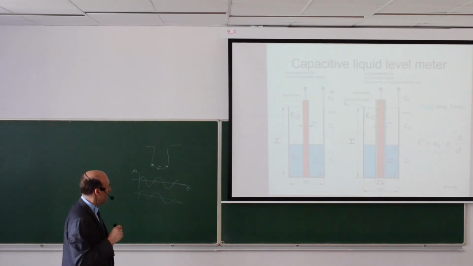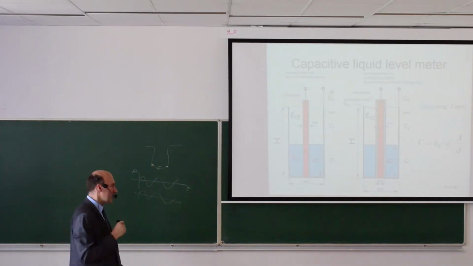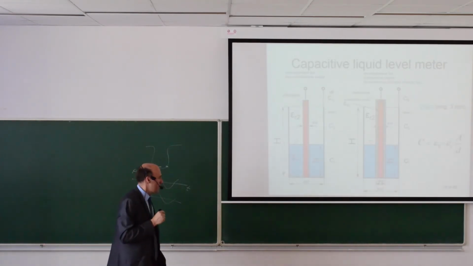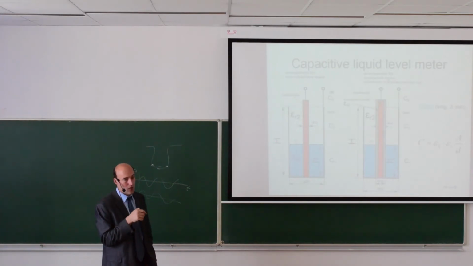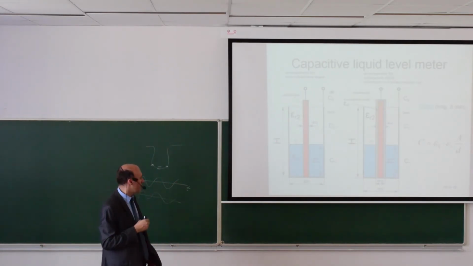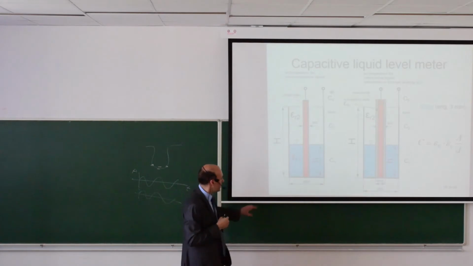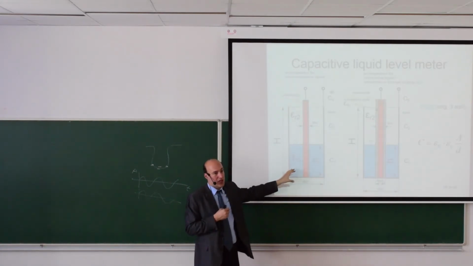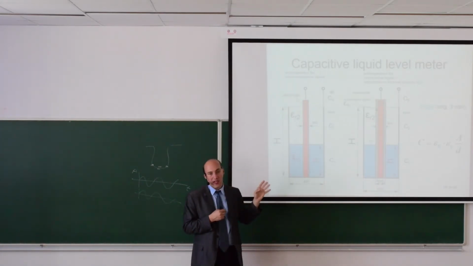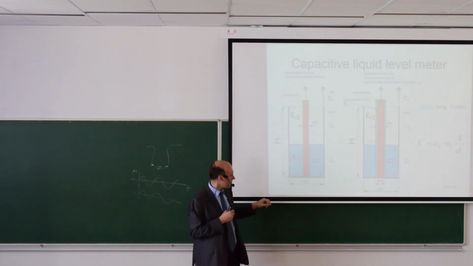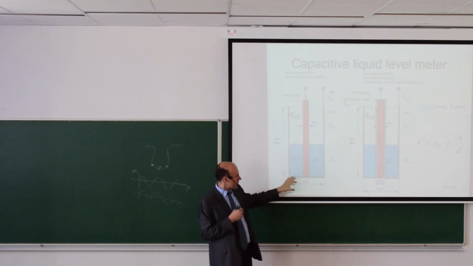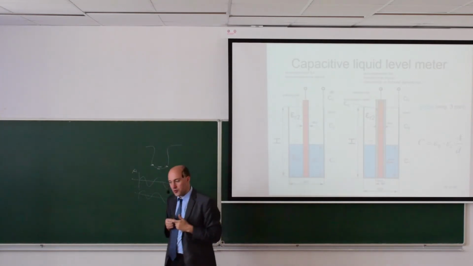This works if the liquid that we measure has a significantly different permittivity than air, for example. So air has relative permittivity of roughly 1, well, almost accurately. And this could be, for example, water, which has relative permittivity of about 80 for, say, 20 centigrades. This arrangement works for non-conductive liquid.